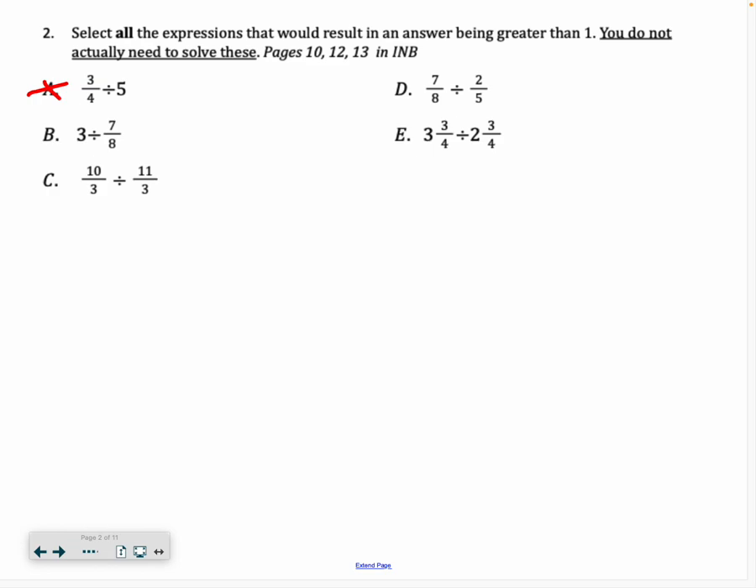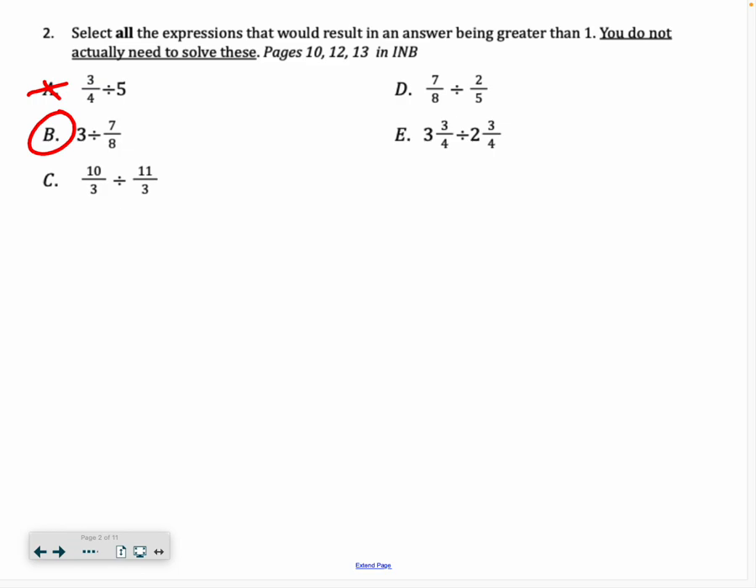B is kind of almost the same, but it's flipped, right? So we start with a whole number, we divide by a fraction. And so because we start with that whole number, any whole number is going to be larger than a proper fraction, okay? That changes when they get improper, like in C. But in B, that 7/8 is still just a proper fraction, and so we know that answer is going to be greater than 1, because 3 is larger than 7/8.